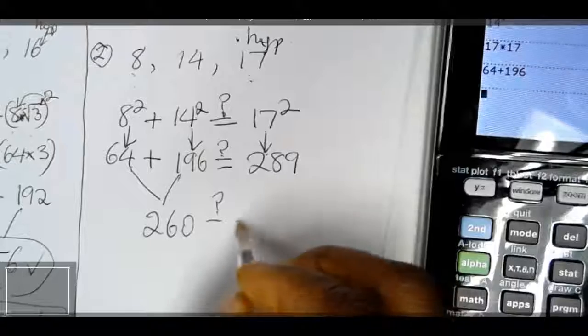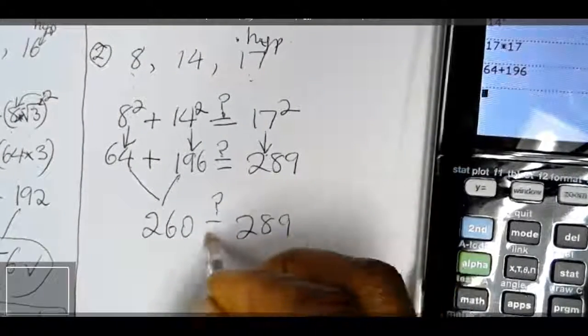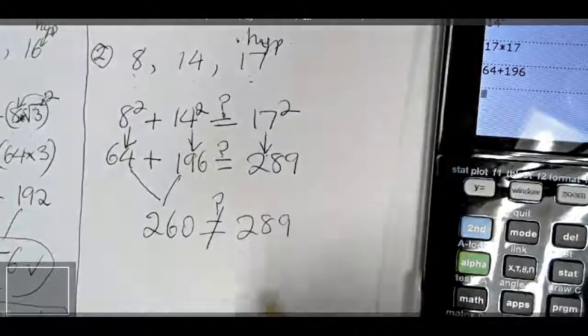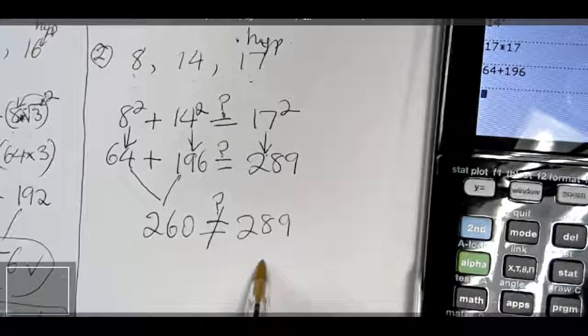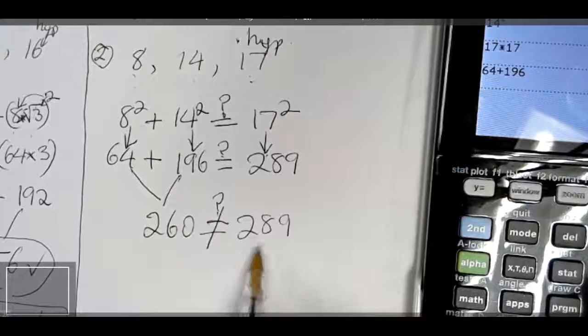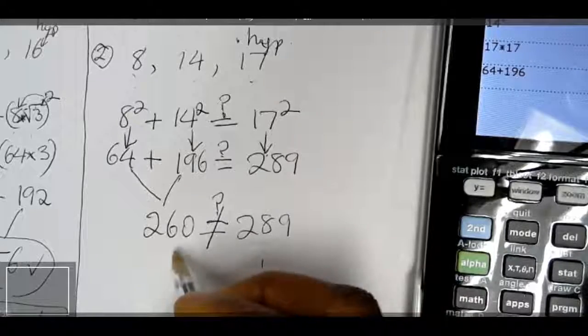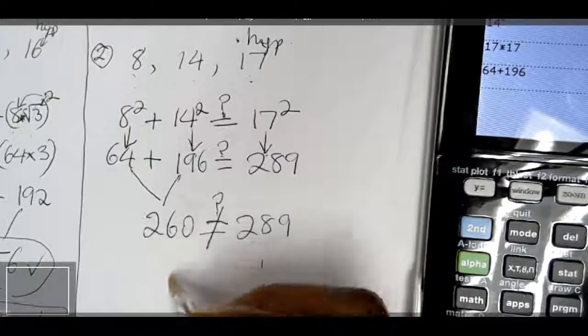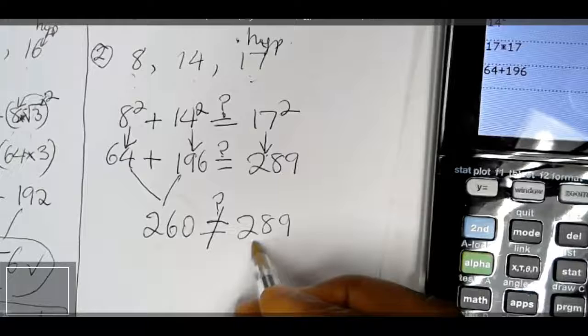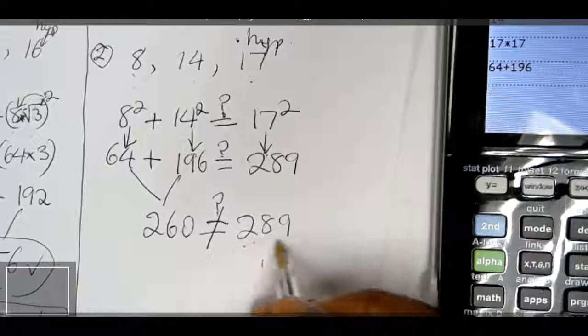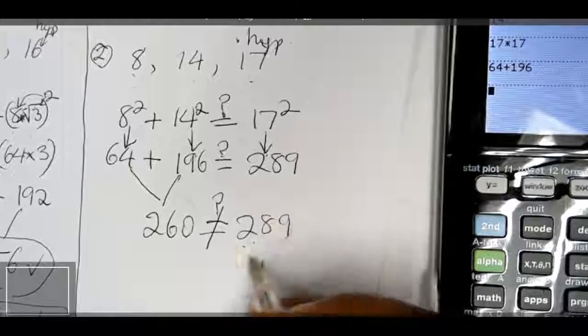Does it equal 289? So we say it does not equal. So we know it is not a right angle. It's not a right triangle. But the hypotenuse is greater. See, the hypotenuse is greater than the sum of the two legs squared. So if the hypotenuse is greater, then that means it's going to be an obtuse triangle.